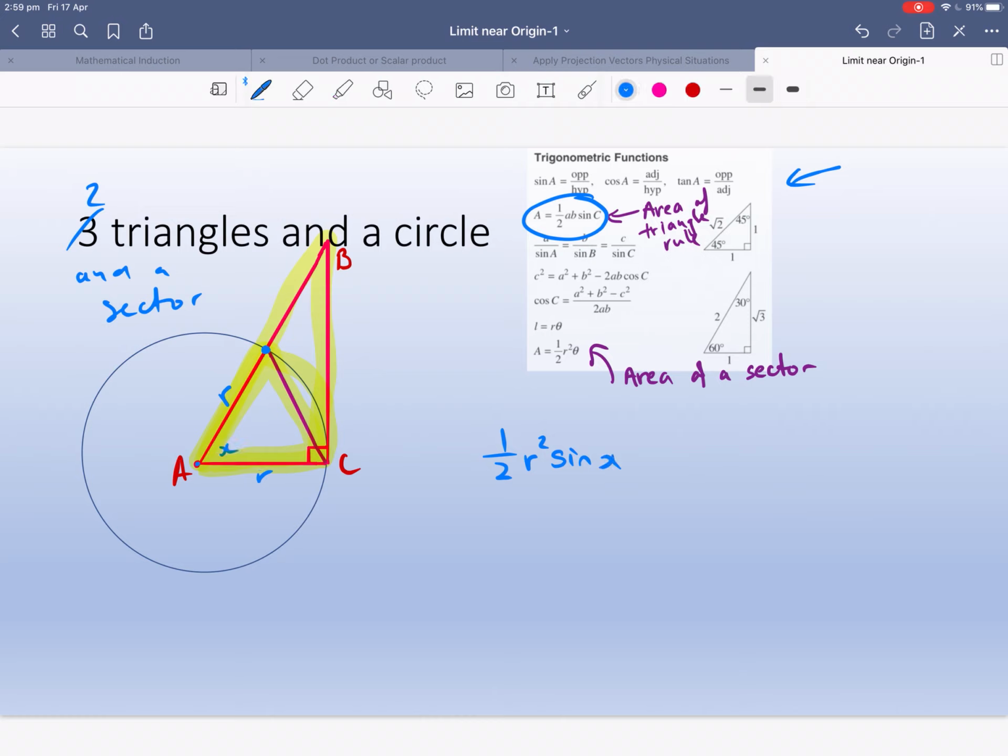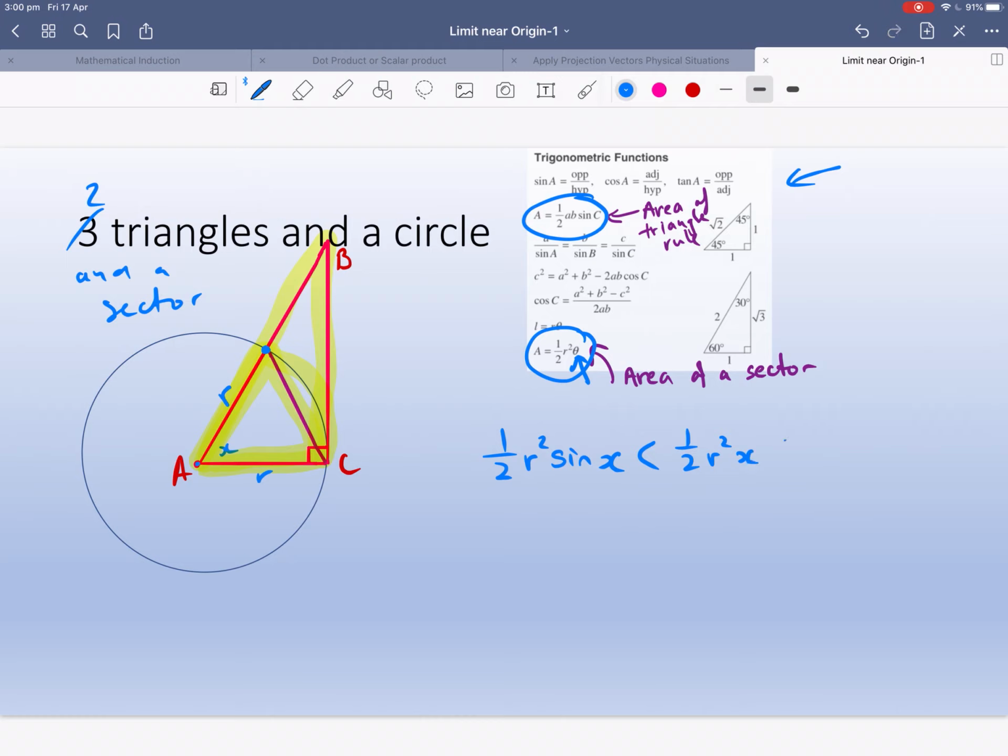Now you can visually see that that is smaller than the sector, so I'm going to use an inequality. That's going to be less than the area of a sector. The area of a sector has radius and everything, and our angle here is just x. So that's going to be less than half r squared x, so we're just replacing the theta with an x.